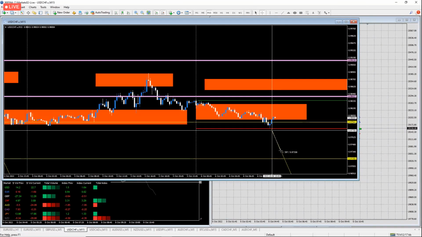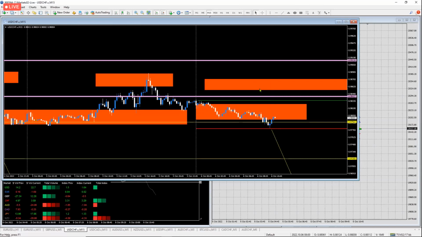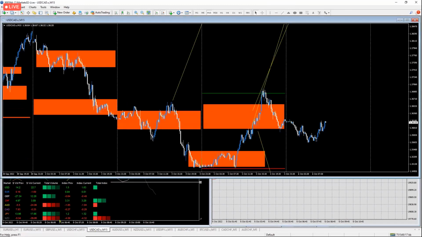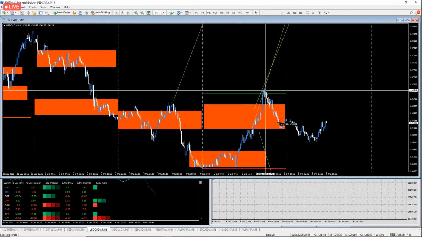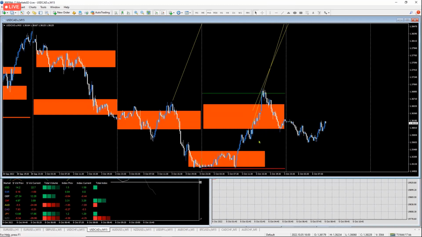Okay, let me make it easy for you. Based on what you can see on your screen, NZD CHF. NZD is minus 4, CHF is 3. Will it buy or sell? Are we going to buy it or sell it? NZD CHF. Awesome. How about AUD CHF? Are we buying or selling? Great.